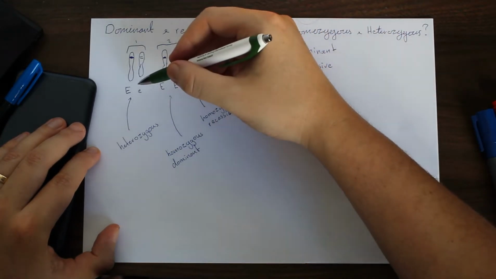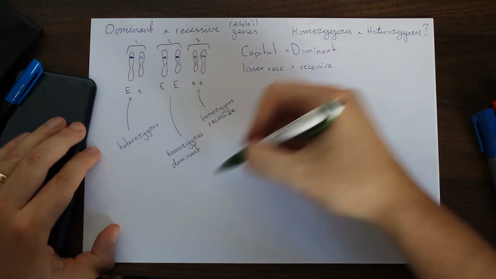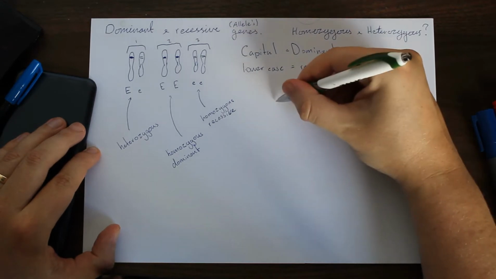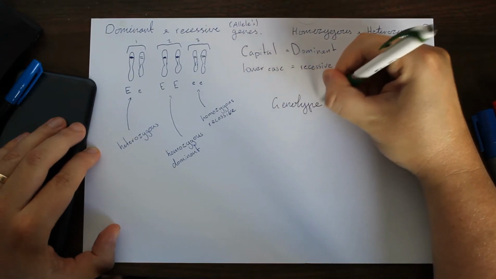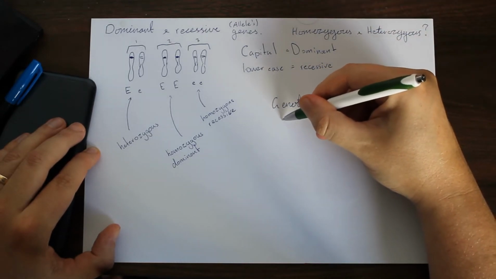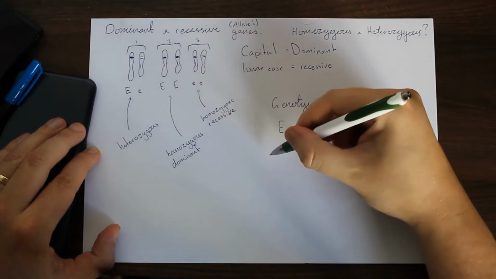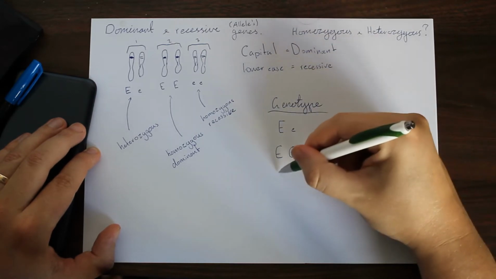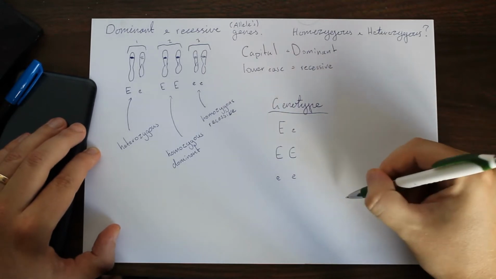We have our heterozygous, our homozygous dominant, and our homozygous recessive. What does it mean if you actually have these genotypes? So we're going to draw up a quick little table here and show that. So we're going to have our genotype. We'll start off with heterozygous, big E, little e. We'll go with our homozygous dominant, big E, big E, and our homozygous recessive, little e, little e.